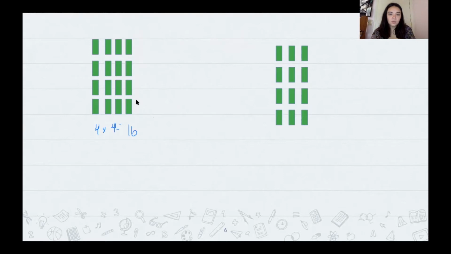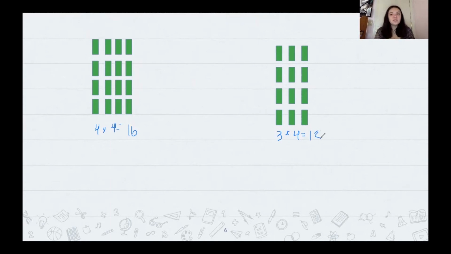Let's take a look at this one over here. I'm going to move something down real quick. So this time we have 3 groups, and each group has 4 rectangles in it. So I'm going to write that down. So 3 times 4 equals what? Well, we can skip count by 3s like we did earlier in our warm-up. We can add each row together, or we can count them. I'm going to skip count. So 3, 6, 9, and 12. 3 times 4 equals 12.